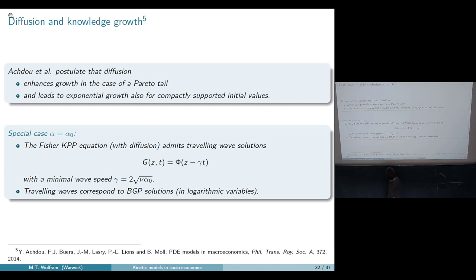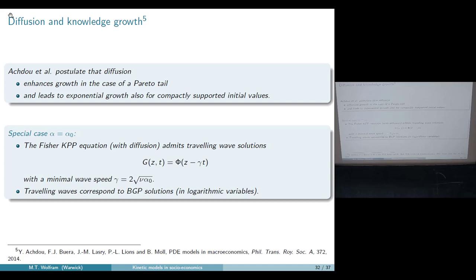Just to conclude, what are other ways to ensure that you do have such BGP solutions? You can have a look at this paper by Ashtu and co-workers. There's also Ben Moll involved. They didn't prove much, they just threw a whole bunch of problems out there that we or anybody should solve. In this paper, they postulated that actually diffusion would enhance this growth, and even if you have a compactly supported initial datum, if you add diffusion to the model, so you have knowledge diffusion in the sense that you learn even though you don't interact, then you kind of get away with this Pareto tail condition.